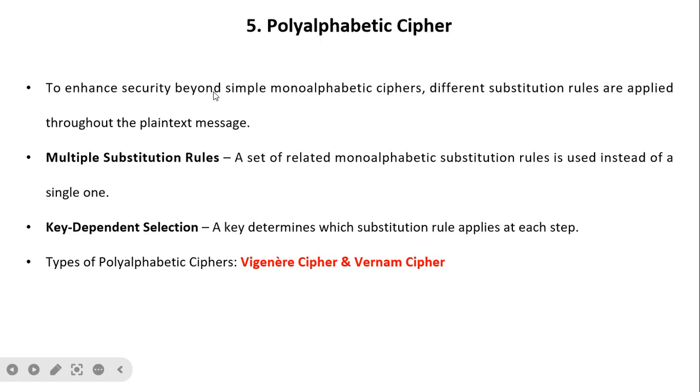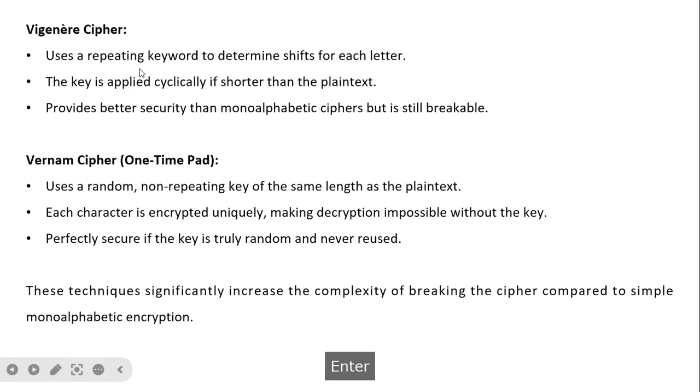To enhance security beyond simple monoalphabetic ciphers, different substitution rules are applied throughout the plaintext message. First, multiple substitution rules: a set of related monoalphabetic substitution rules is used instead of a single one. Next is key-dependent selection: a key determines which substitution rule applies at each step. The types of polyalphabetic ciphers are the Vigenère cipher and the Vernam cipher.